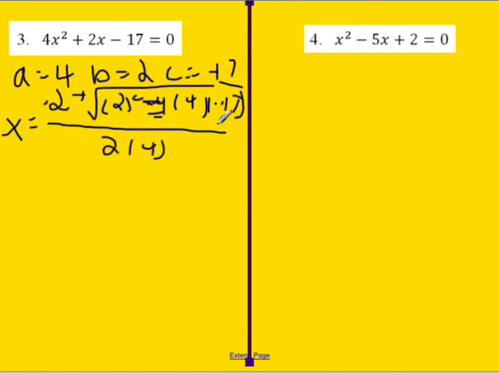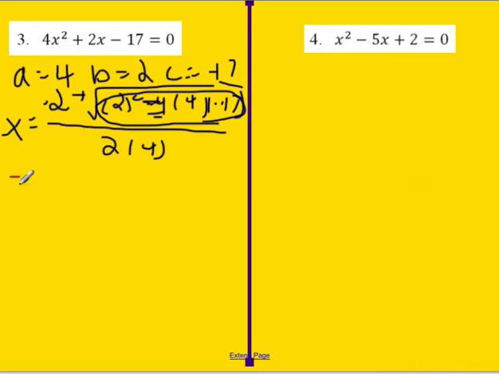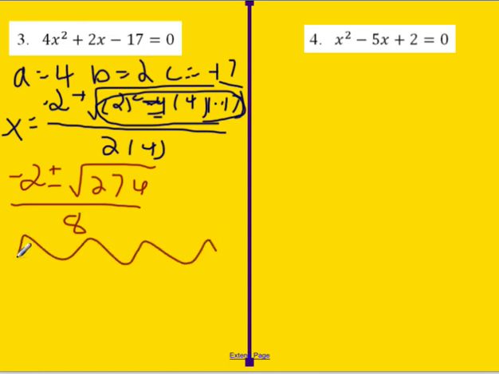So again, you want to simplify underneath this radical first. So we want to take 2 squared minus 4 times 4 times -17. So we have -2 plus or minus the square root of 2 squared minus 4 times 4 times -17, which gives us 276. Then 2 times 4 is going to give us 8. So now we're ready to create our plus and our minus version.